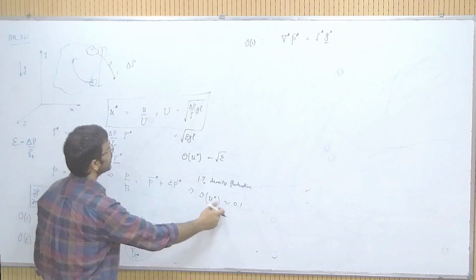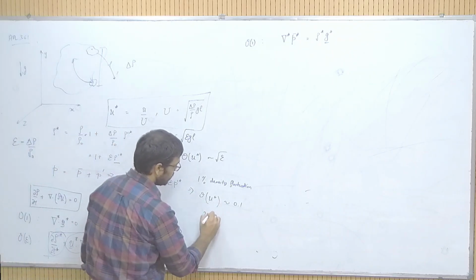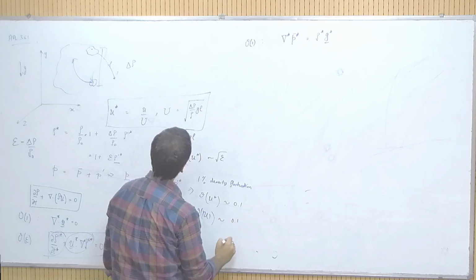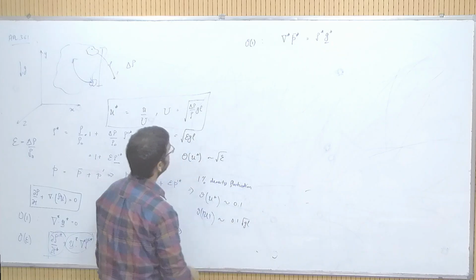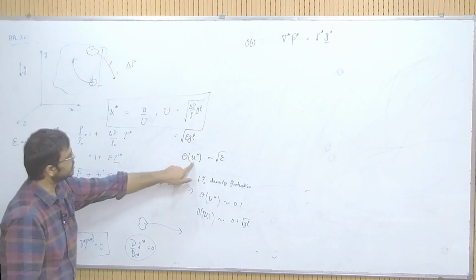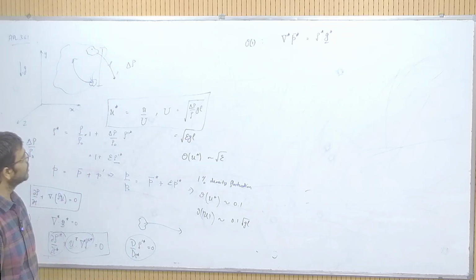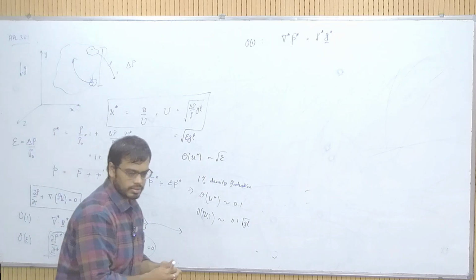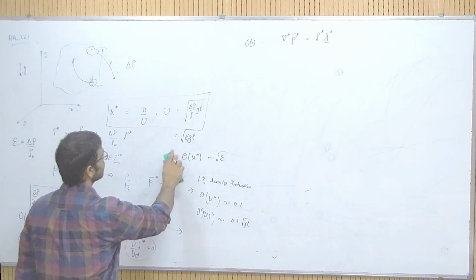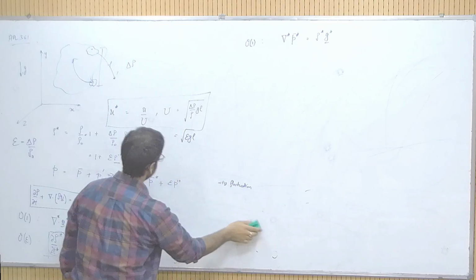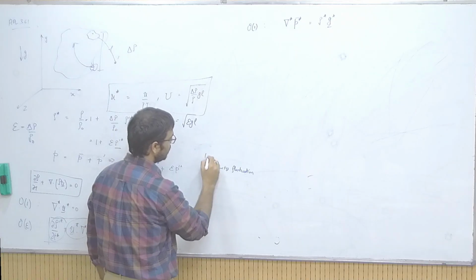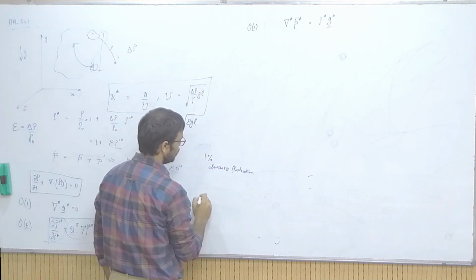What does u star 0.1 mean? That means this velocity, the order of velocity, will be 0.1 times some square root GL. So u star will be 1 by root epsilon. No, u star is square root epsilon. Capital U is proportional to root epsilon. Oh yeah, my bad. Yes, you're right. Not 1 by epsilon.